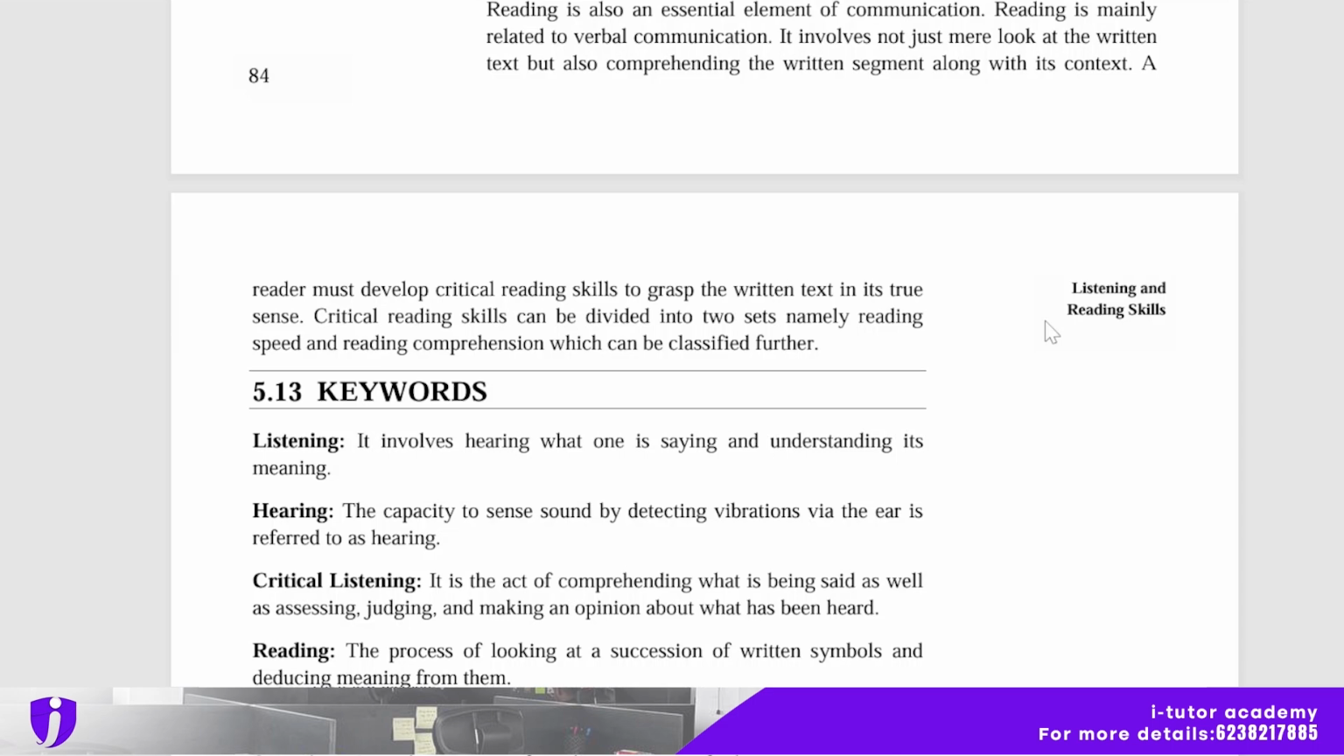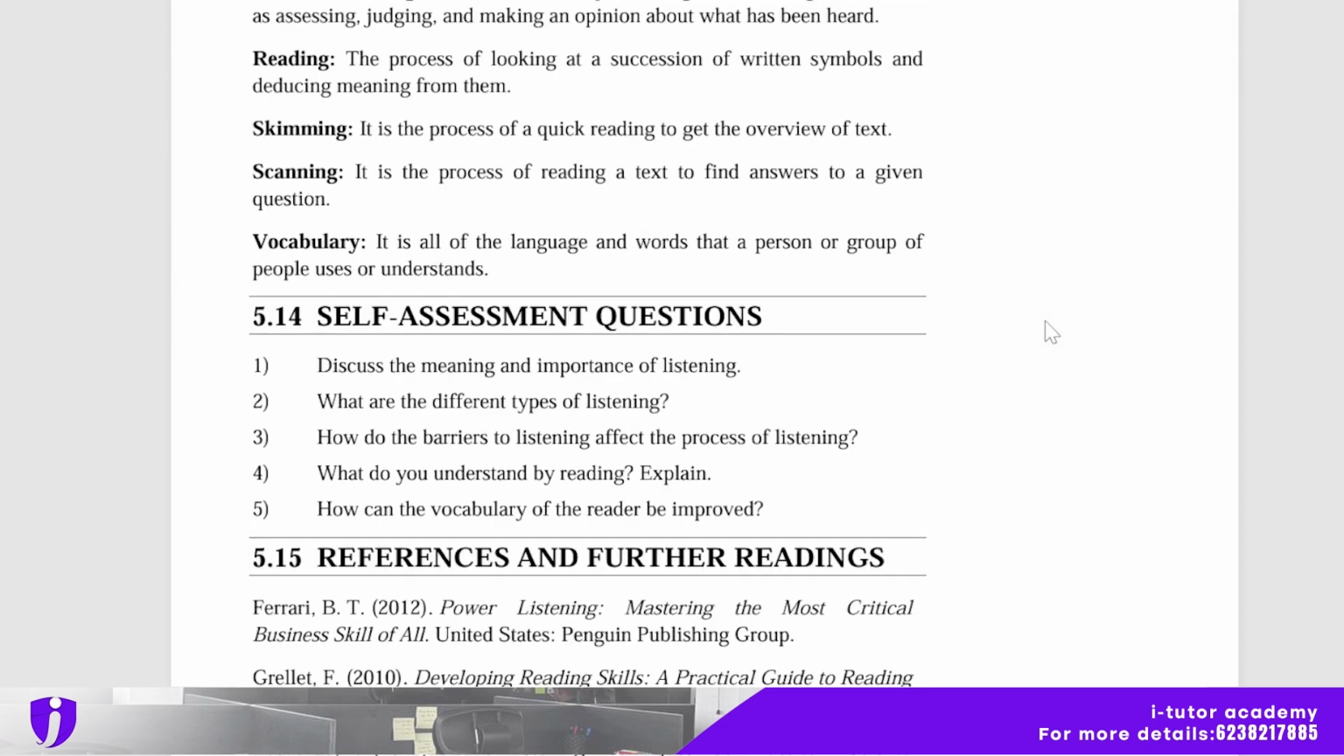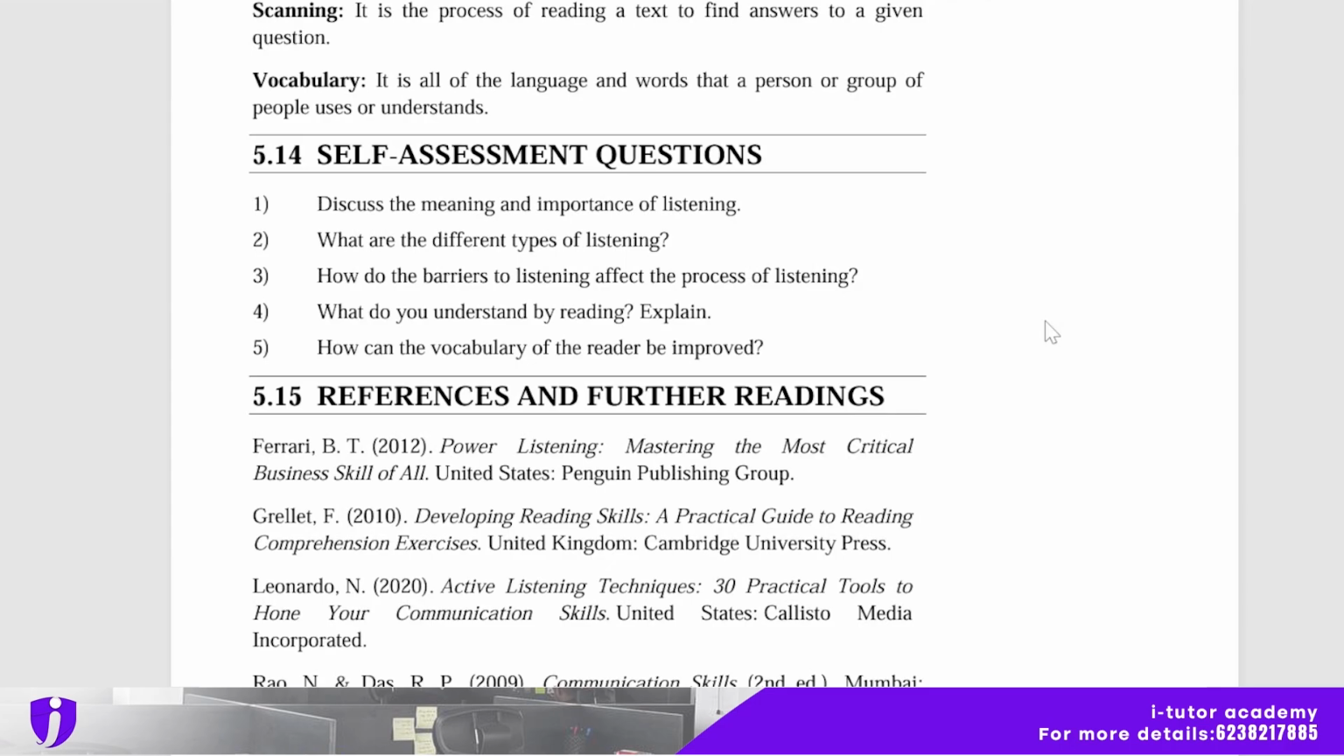So keyword sections are here. If you feel any words are difficult, you just refer to this section. And also self-assessment questions are here. You must do this. It will help you for your term and examination. Discuss the meaning and importance of listening. What are the different types of listening? How do the barriers to listening affect the process of listening? What do you understand by reading? Explain. How can the vocabulary of the reader be improved?